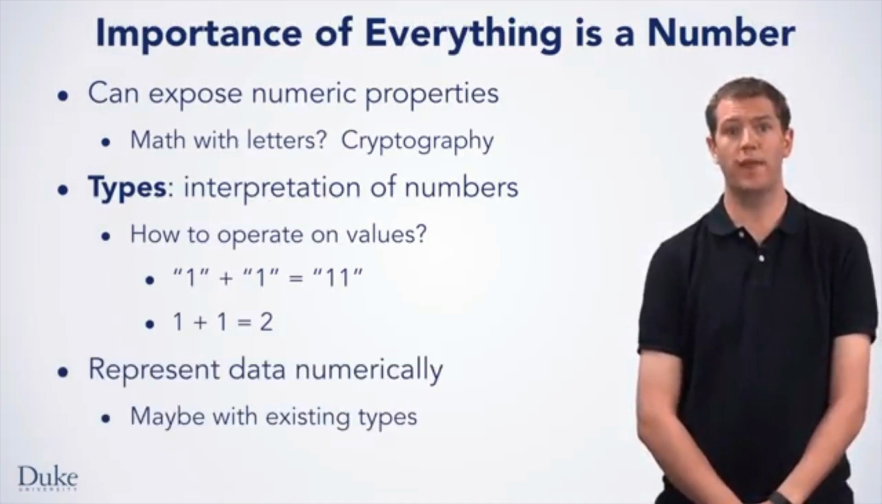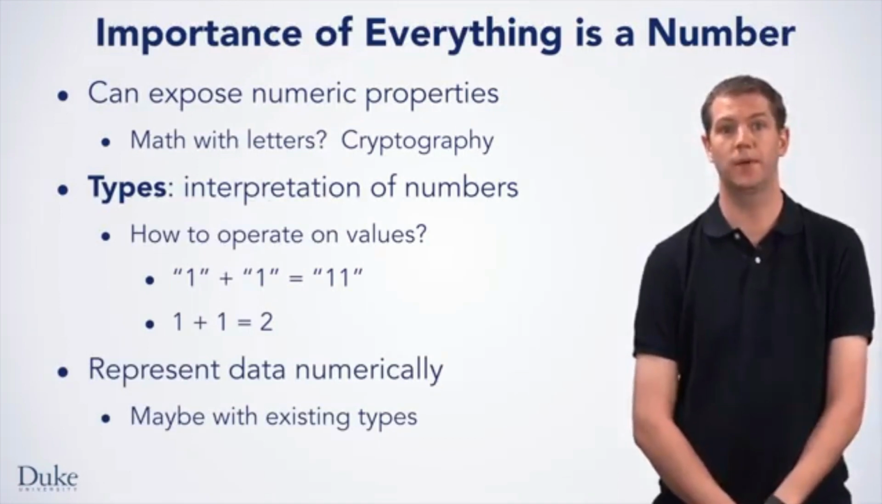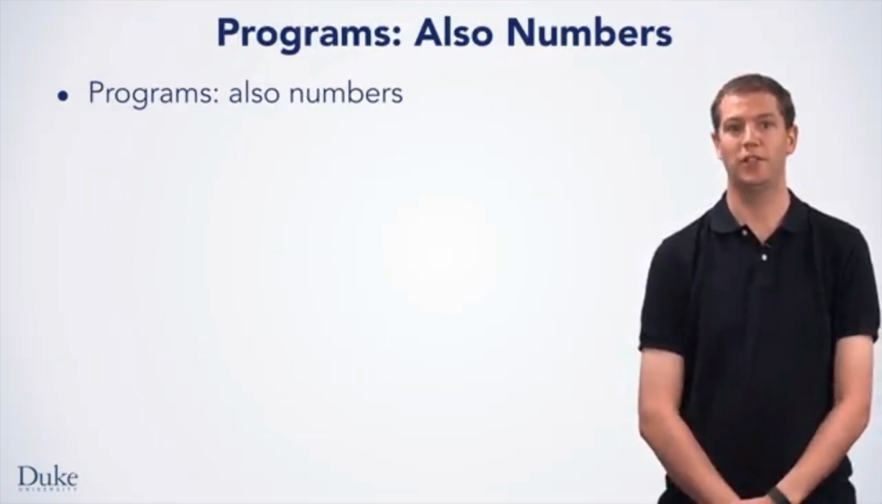A third reason why the everything is a number principle is important is that whenever you have data you want to work with, you need to represent it as numbers. You may be able to use existing types, such as strings, which already represent information as numbers, to help you out. Such is the joy of abstraction.